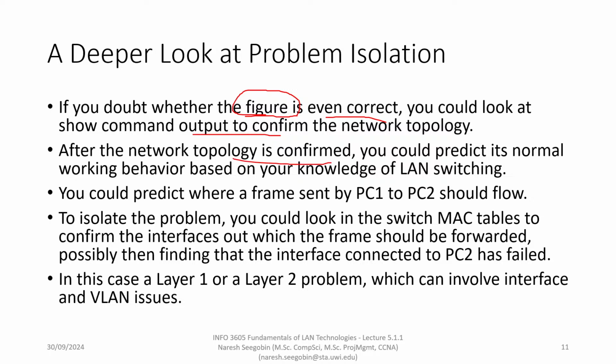So if the network topology is confirmed or reconfigured, or you now learn what it's supposed to be, you could predict its normal working behavior based on the knowledge of LAN switching and VLANs. It's supposed to send the packets across. Remember, we're not doing any advanced VLAN tagging, just simple VLANs, right? You could predict the frame sent by PC1 to PC2 should flow, because it's simple layer 1 and layer 2 stuff and an IP. That's easy, right? Then you could look at the switch MAC tables to confirm the interfaces which your frame should be forwarded, and you can do show mac address-table and see what it is. You could find out that the interface connected could have failed. In this case, a layer 1 or layer 2 problem because the interface went down, which can involve interface and VLAN issues. So once it's VLAN again, it could be layer 2 in that way.